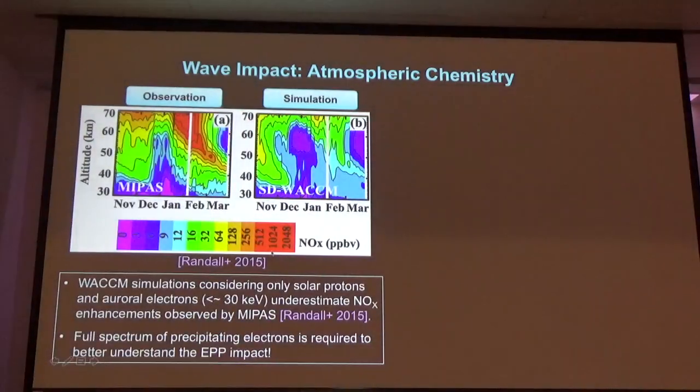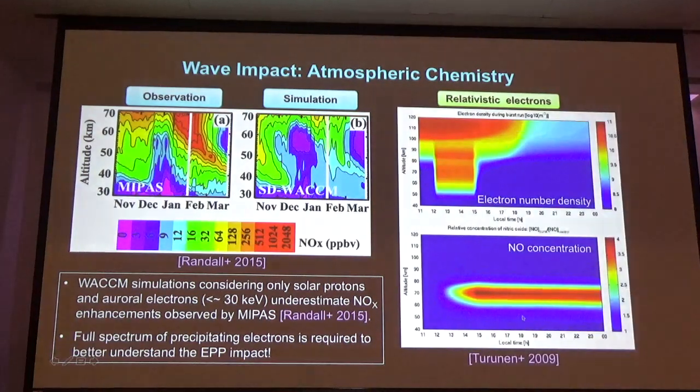The climate model called WACCM simulated the NOx concentration during the Halloween 2003 event. In this simulation, they only considered the solar protons and aurora electron precipitation with energy less than 30 keV. But what they found is that the simulated NOx concentration is underestimated compared to the observation. So they suggested that a full spectrum of precipitating electrons, especially the relativistic electron precipitation, is required to better understand the impact of the particle precipitation on the atmospheric chemistry.